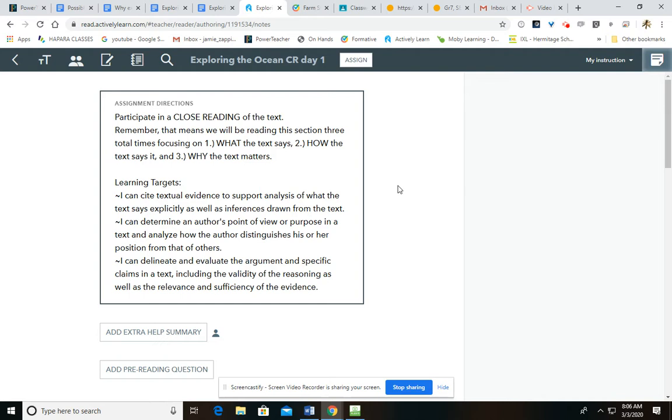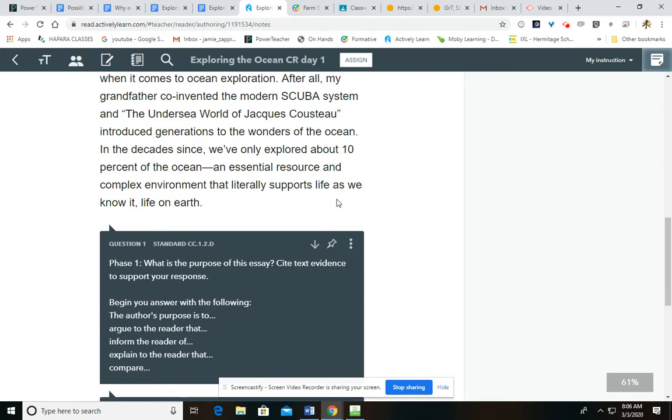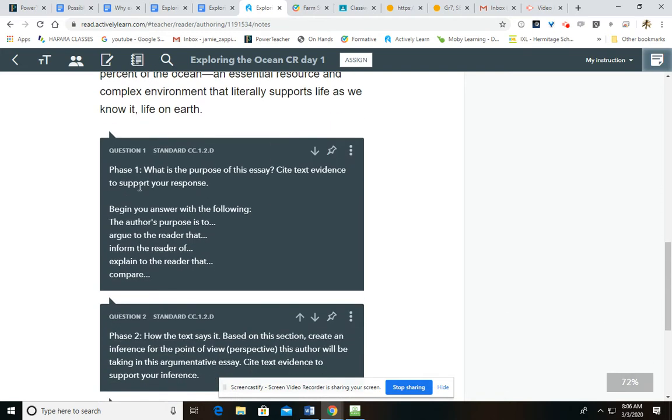We're going to be close reading this for 2 days, and then we're going to follow the 2 days of close reading with an open book quiz on Thursday on the text. As you read this text 3 times, for the first phase, we're going to look for what the text says. In phase 1, we're going to be looking at what the text says in regards to the author's purpose of the text.